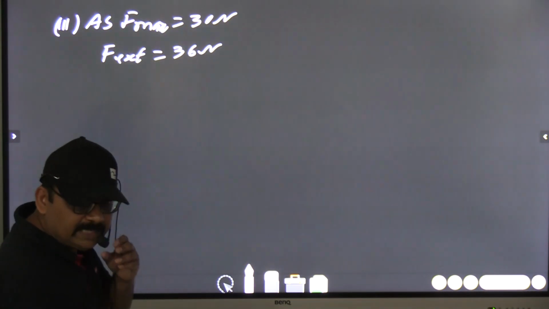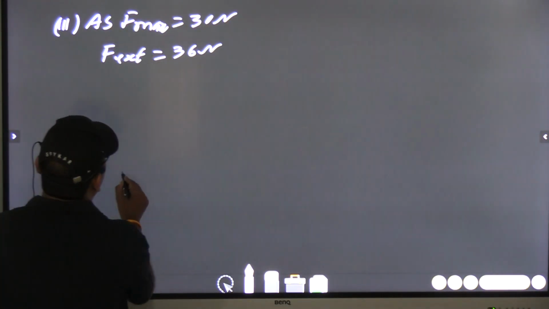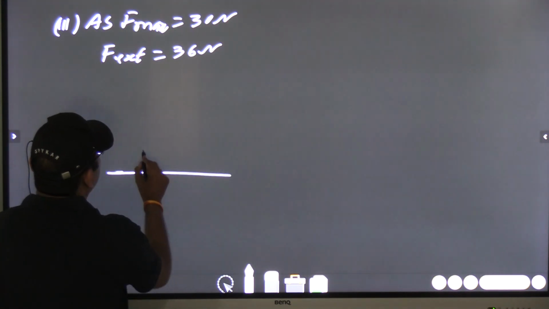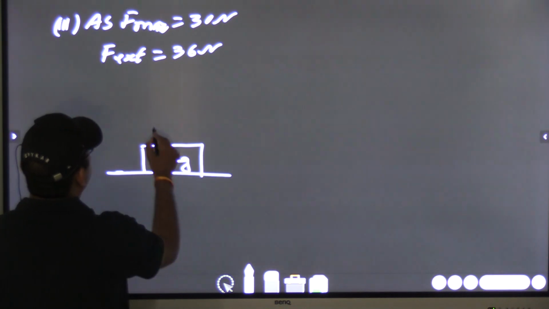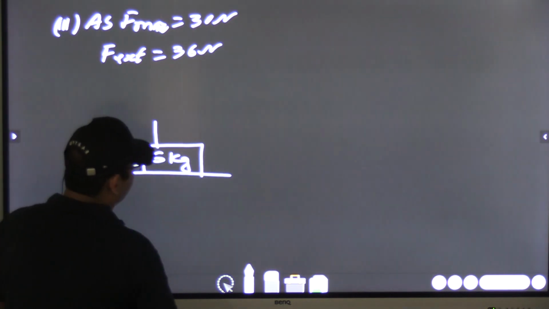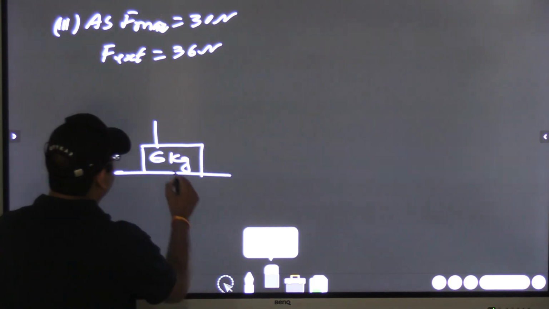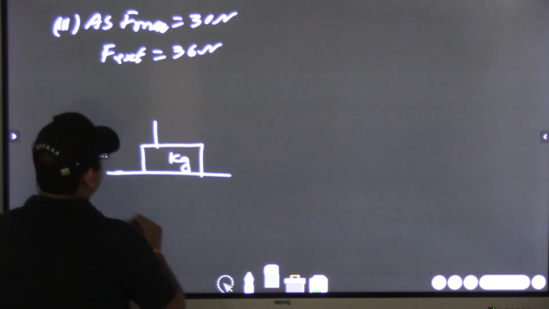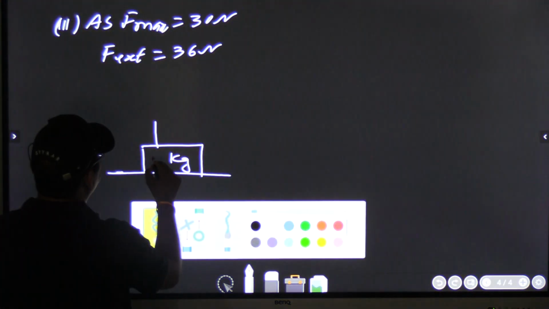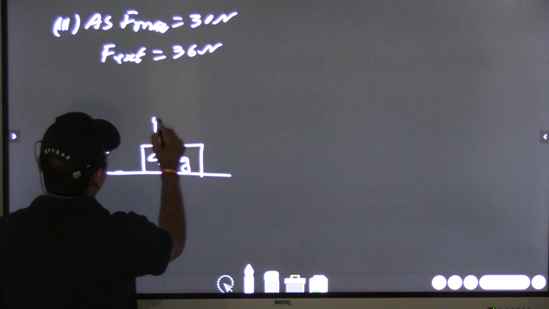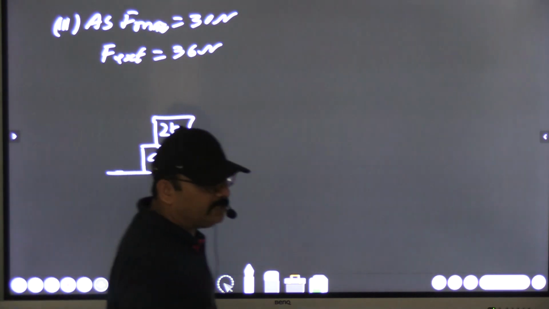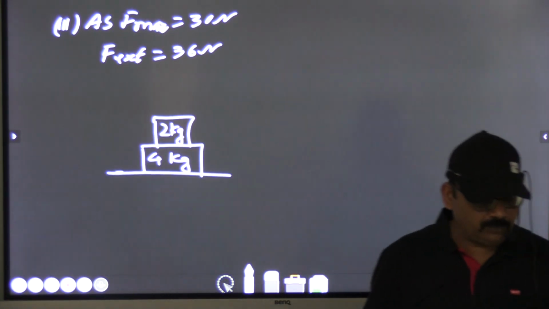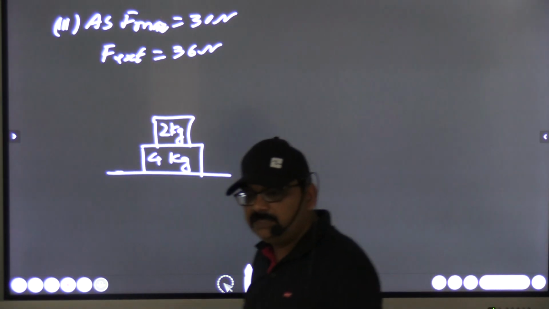Now what is happening? See, this is the situation. Not 6 kg, 4 kg combined, it is 4 kg. Lower body is 4 kg, upper body is 2 kg. Have you heard about pseudo force, or it is also called fictitious force?